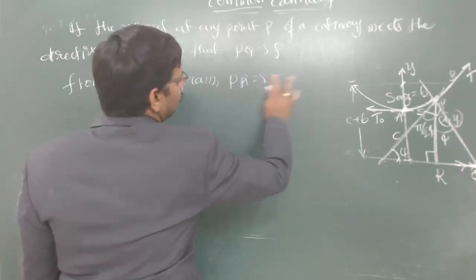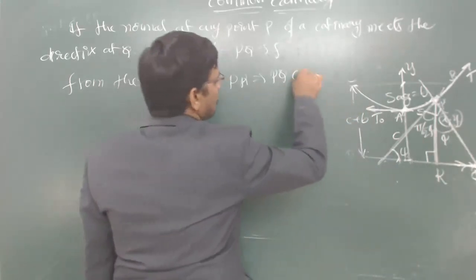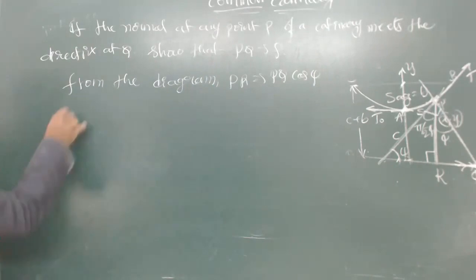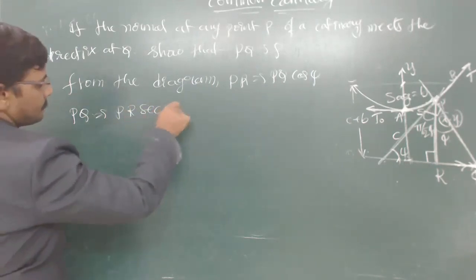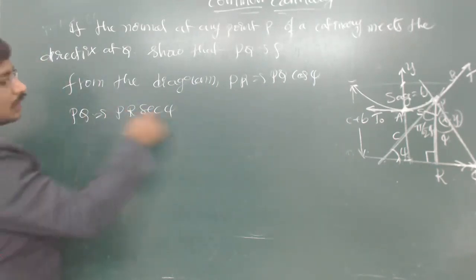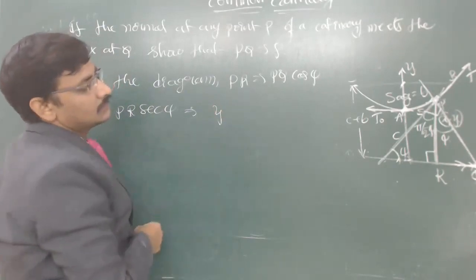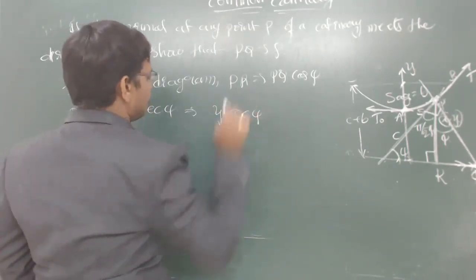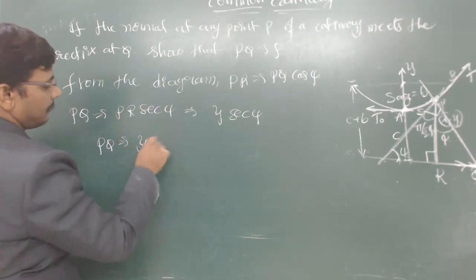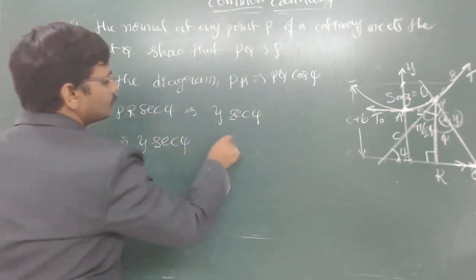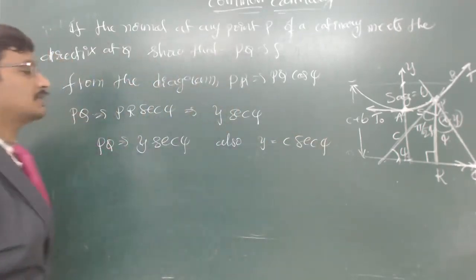PR is equal to PQ times cos psi, or PQ is equal to PR secant psi. PR is nothing but the ordinate value, so this is y times secant psi. So PQ is equal to y into secant psi. Also, we know that y is equal to c secant psi. This was the relation which we established earlier.